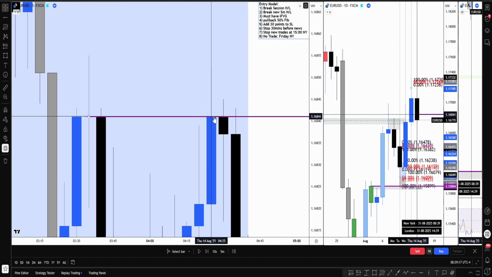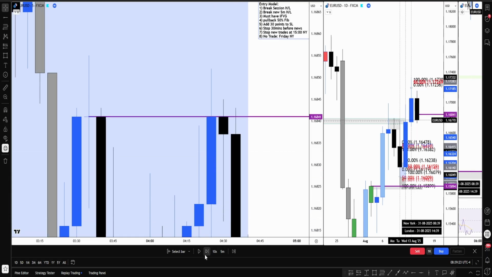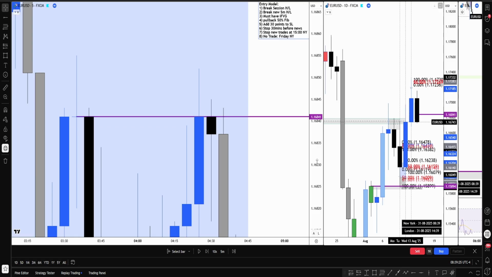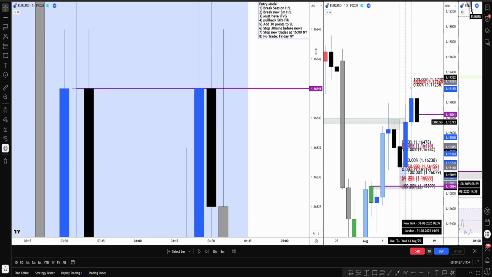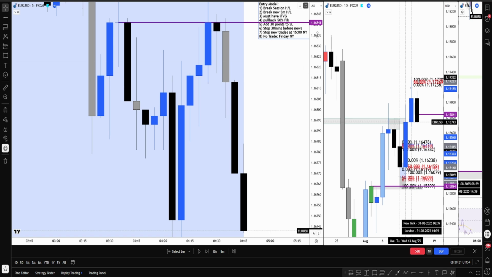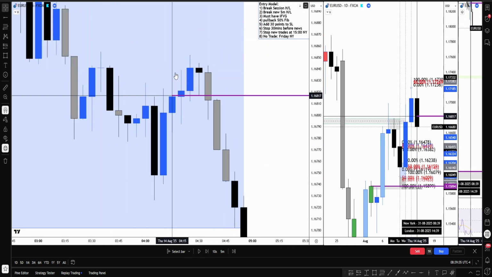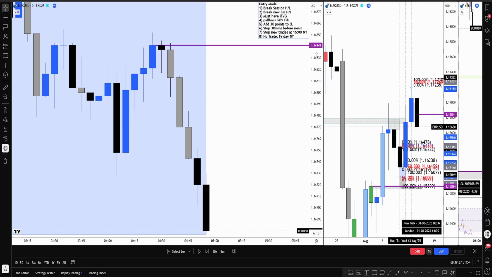Wow. I'm sorry, this is too close. No, I'm sorry. I'm not going to count this as a close above. I'm not going to do that. Let's move forward. We're going to wait for this level right there.